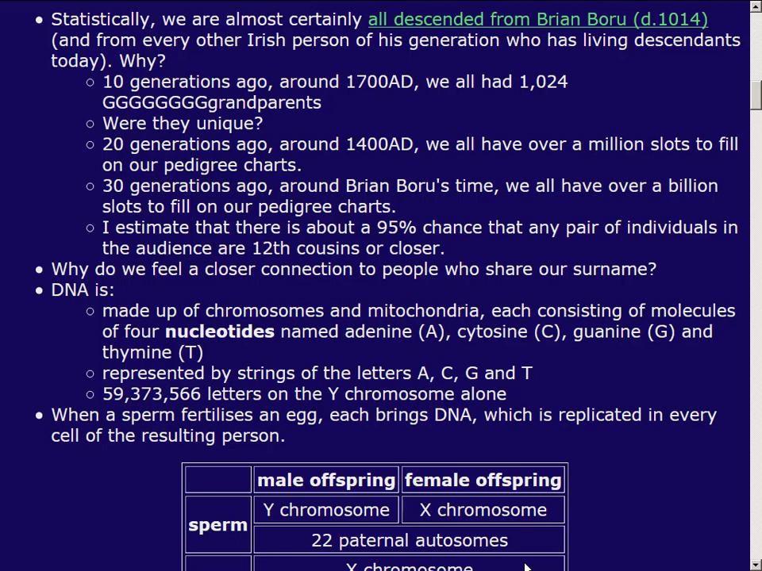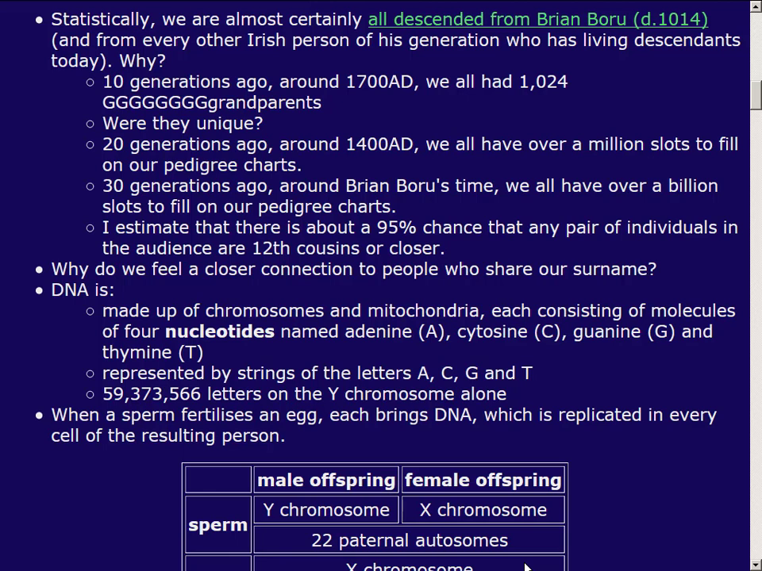So why do we feel a closer connection to people who share our surname? We do, for some reason. And we form surname associations and clan associations. One reason is that we expect if we share the surname, we share the Y chromosome.